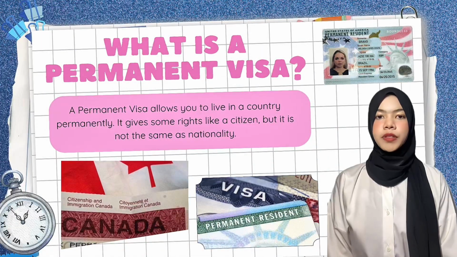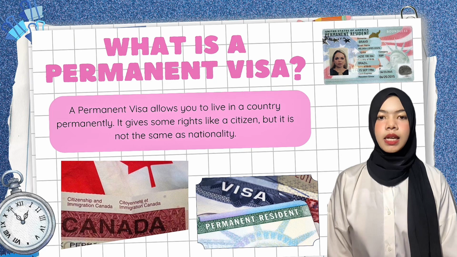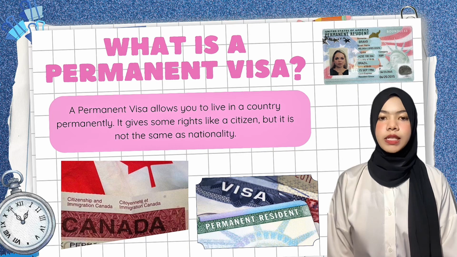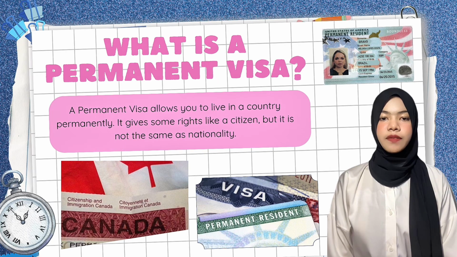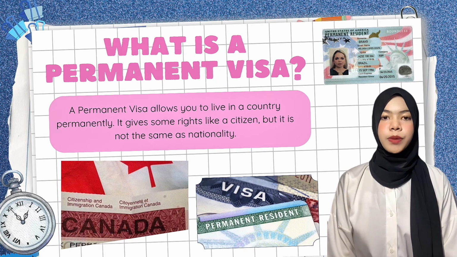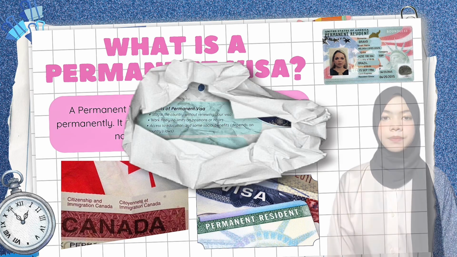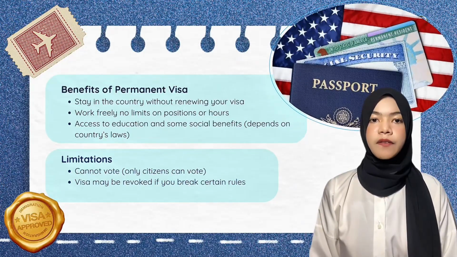If you're planning to stay in the country permanently, there's a different process. To live permanently, you must first hold an immigrant visa. Once you have that, you can apply for a permanent visa. A permanent visa allows you to live in the country permanently. It gives you some rights similar to a citizen, but it's important to remember it's not the same as having citizenship or nationality.